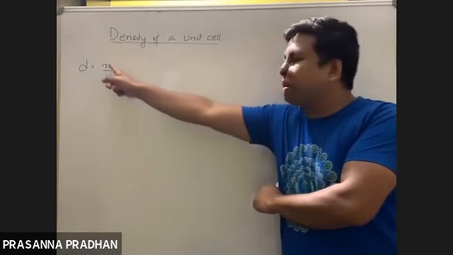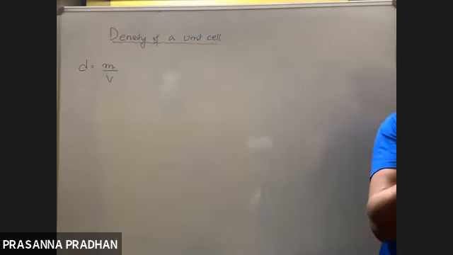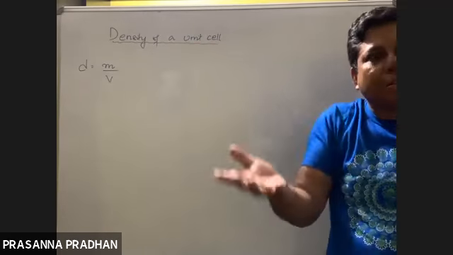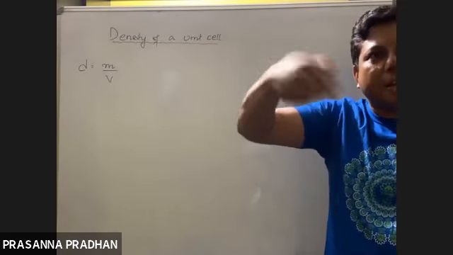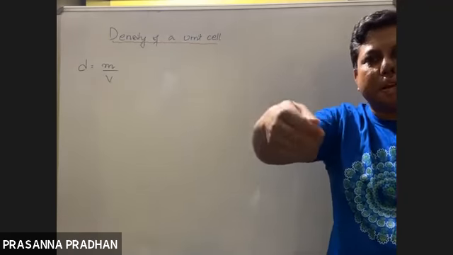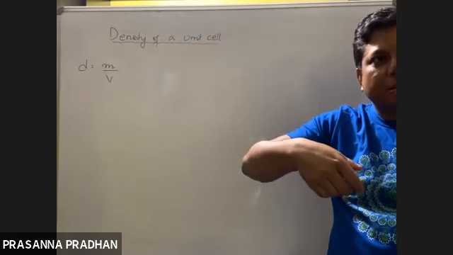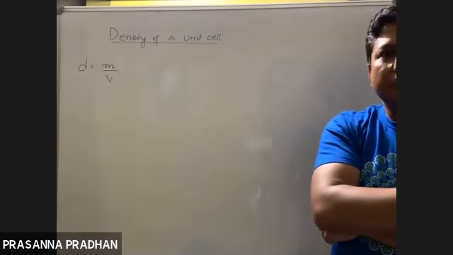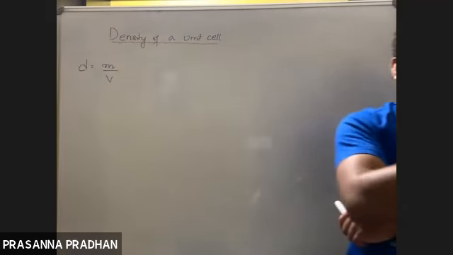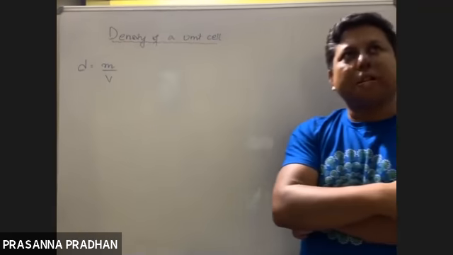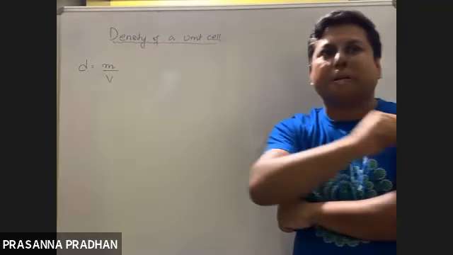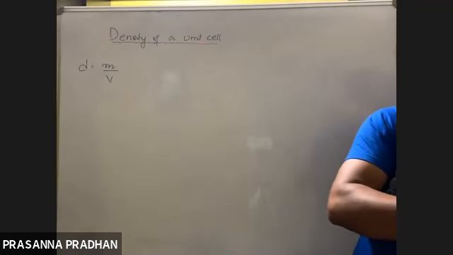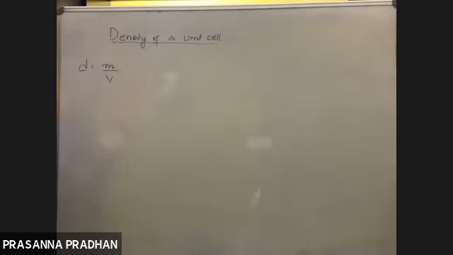So the mass of a unit cell means we are talking about the mass of atoms. Exactly. A unit cell has no mass by itself, it is just an arrangement, which we obtained by joining the lattice points. So the unit cell contains particles, and its mass means the mass of the particles present in it. And we are talking about the volume of a unit cell. Fine. So that is the approach.